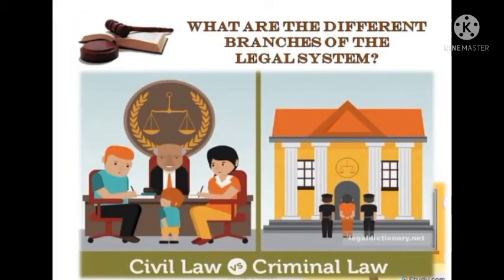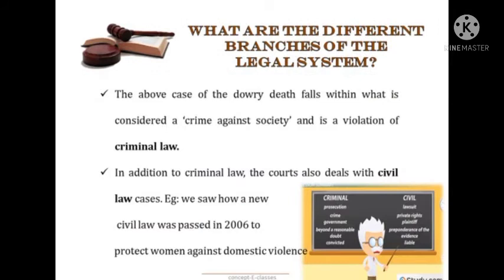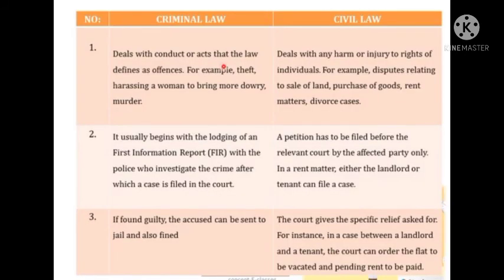What are the different branches of the legal system? The above case of the dowry death falls within what is considered a crime against society and is a violation of criminal law. In addition to criminal law, the legal system also deals with civil law cases. You will read in Chapter 4 of how a new civil law was passed in 2006 to protect women against domestic violence. Look at the following table to understand some of the significant differences between criminal law and civil law.